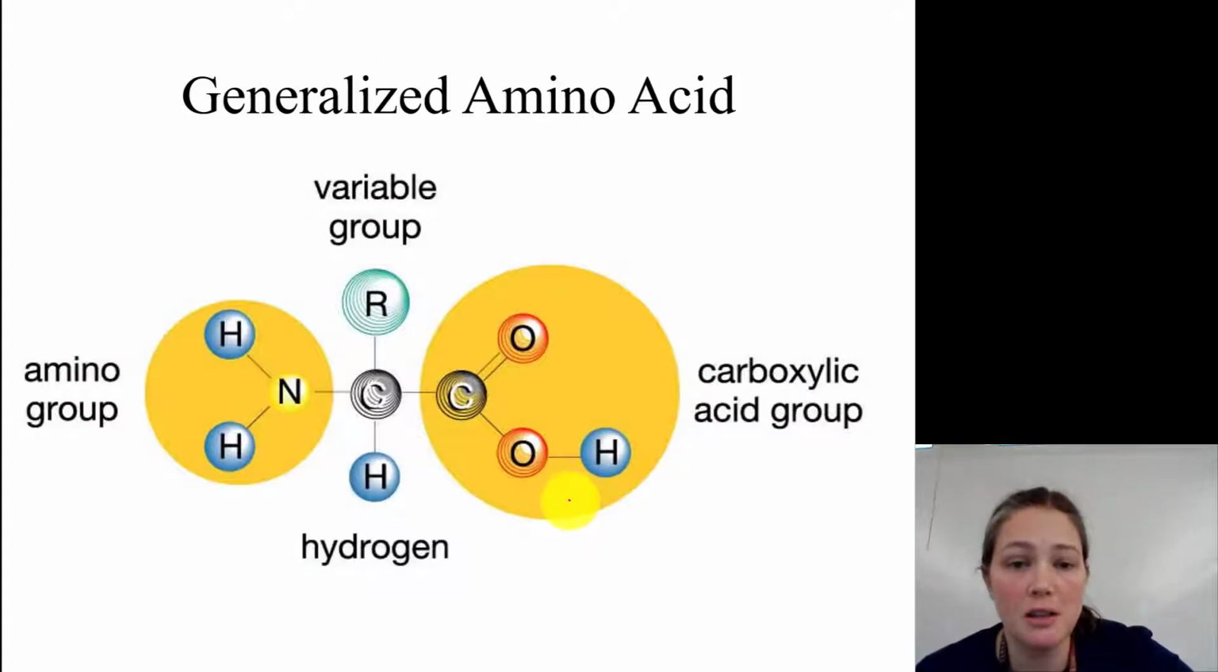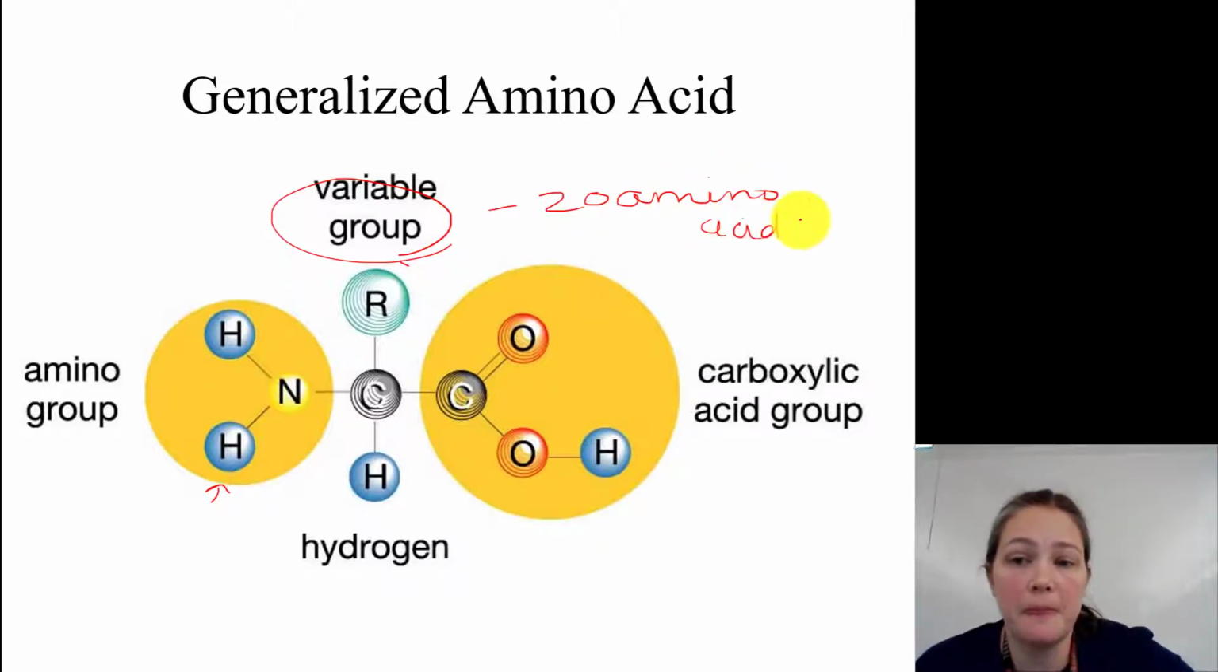So this is a generalized amino acid structure. You should be familiar with the structure of this amino acid. The amino group, NH2, the carboxyl or carboxylic acid group, the variable group, and the hydrogen. This is the only thing that changes from amino acid to amino acid. There's 20 different amino acids naturally occurring, and they each have a different variable group.